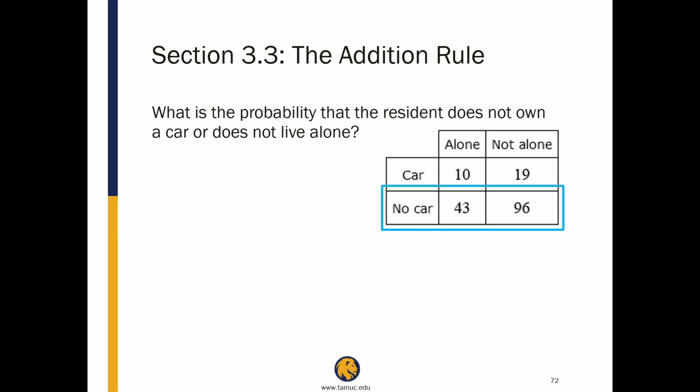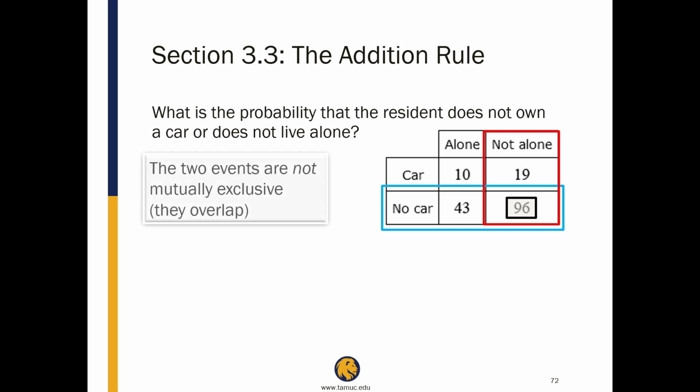So first off, does not own a car. There's a group here of 43 and 96. Does not live alone. That group amounts to the 19 and the 96 put together. And we can see the fact that they overlap. In this case, there's 96 that are in both groups at the same time. So we know that these are not mutually exclusive events in this case.